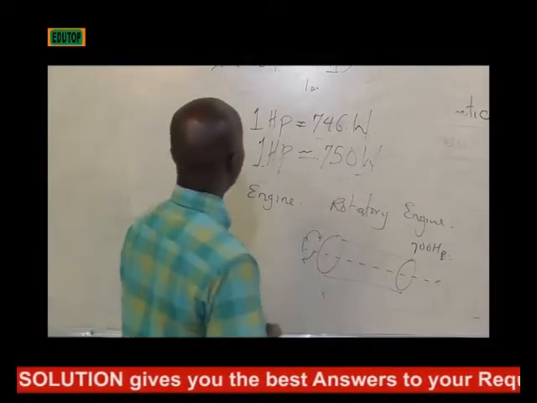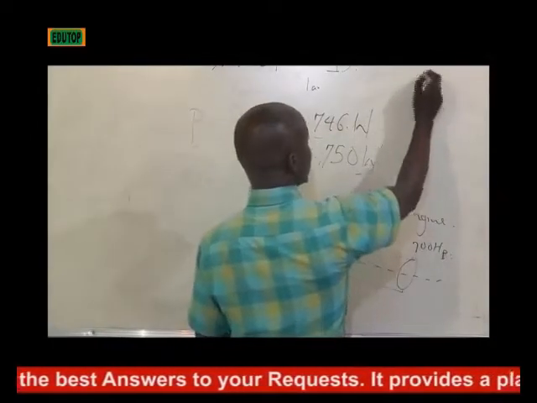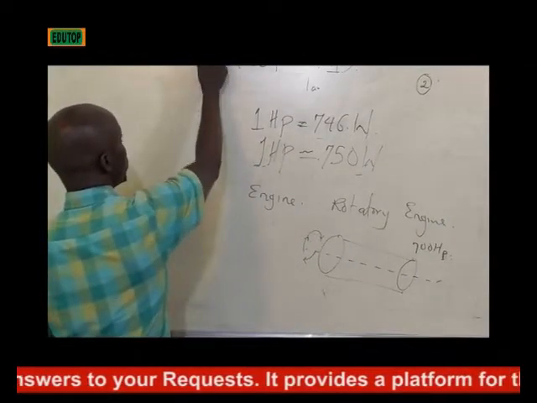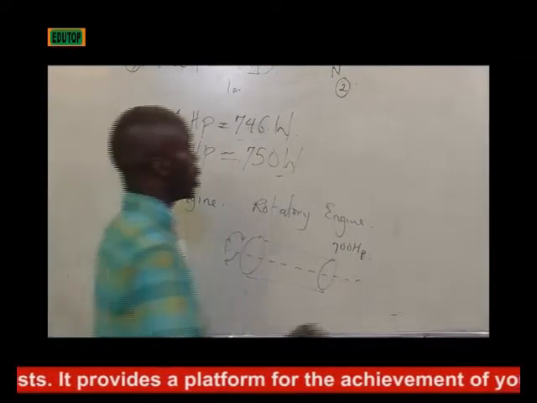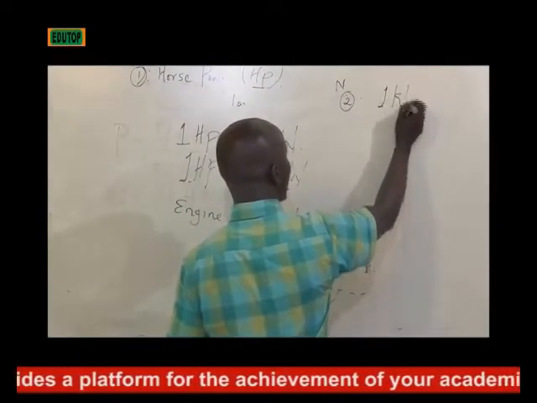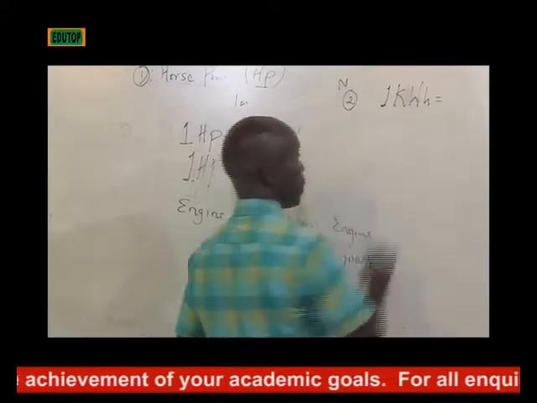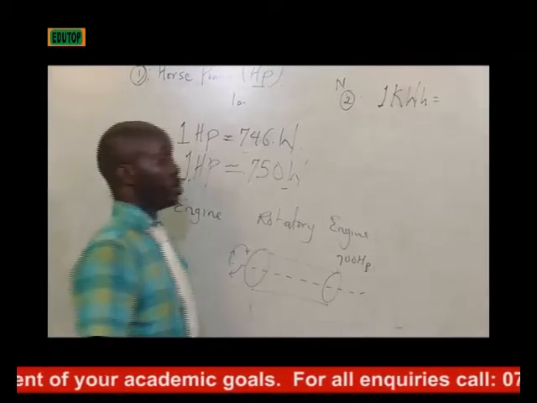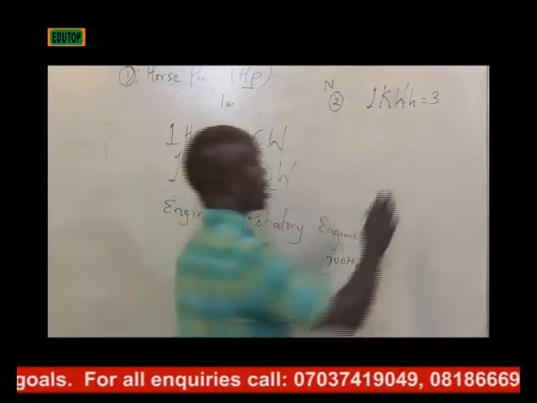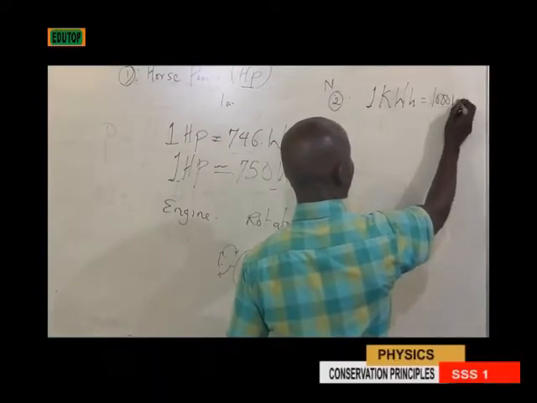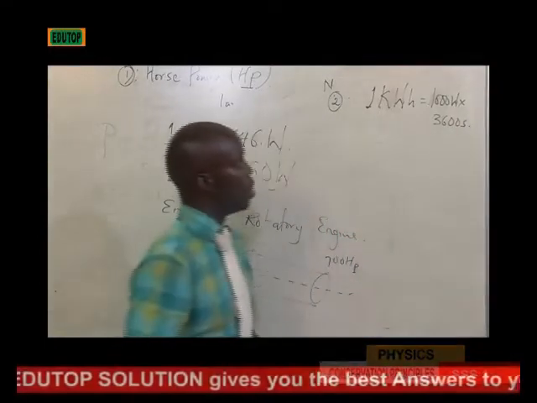That's point 1. Point 2. Note 2 that we need to put in mind. This is the first note, note 1, and this is our note 2. Under our note 2, you must know what we call kilowatts. What is 1 kilowatt hour? 1 kilowatt hour is 1000 watts times 3600 seconds.